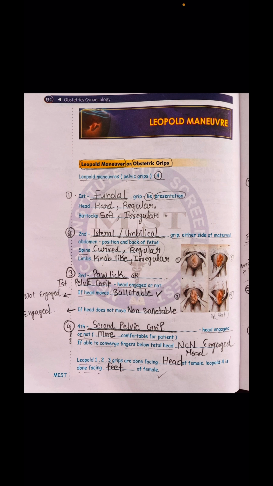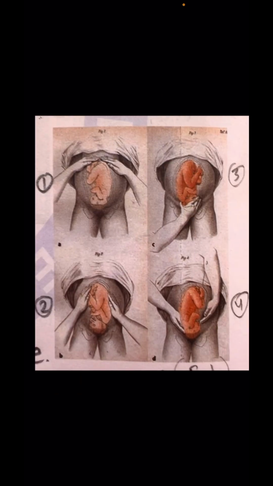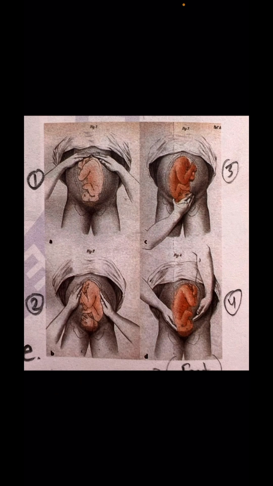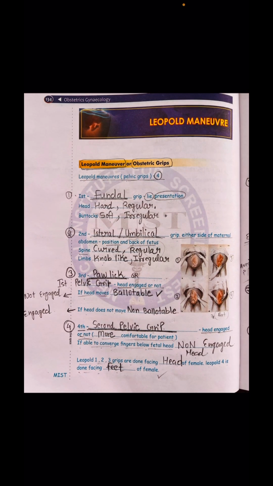Remember, see the photo of the fourth one, this is how we try to converge our fingers. This tells us whether the head is engaged or not, because the head will seem harder to us. The third and fourth are a bit similar, but remember that the fourth one is more comfortable for the patient.